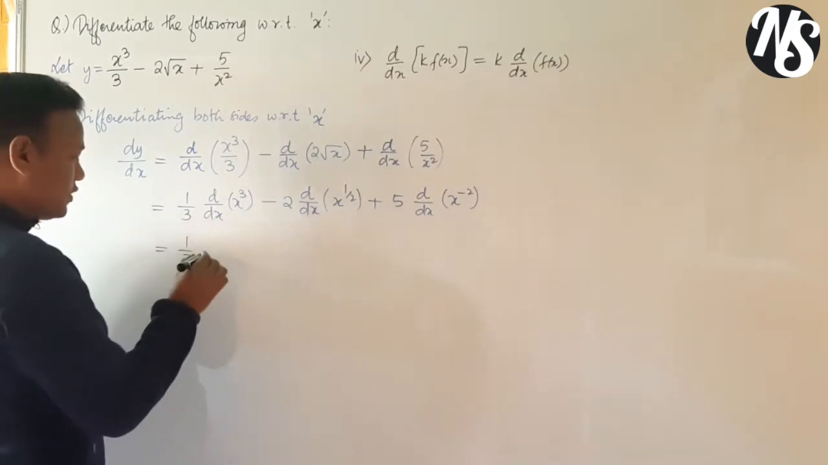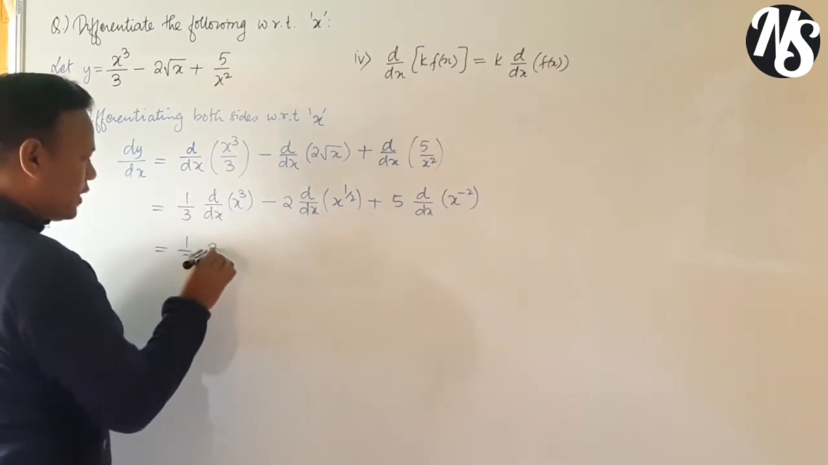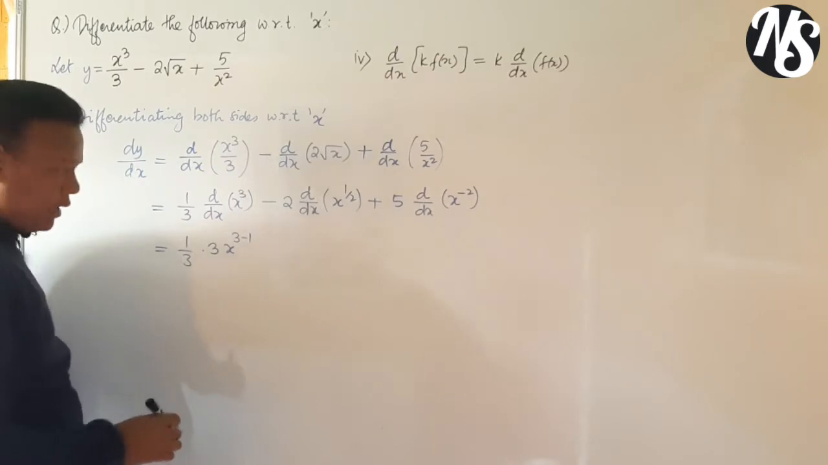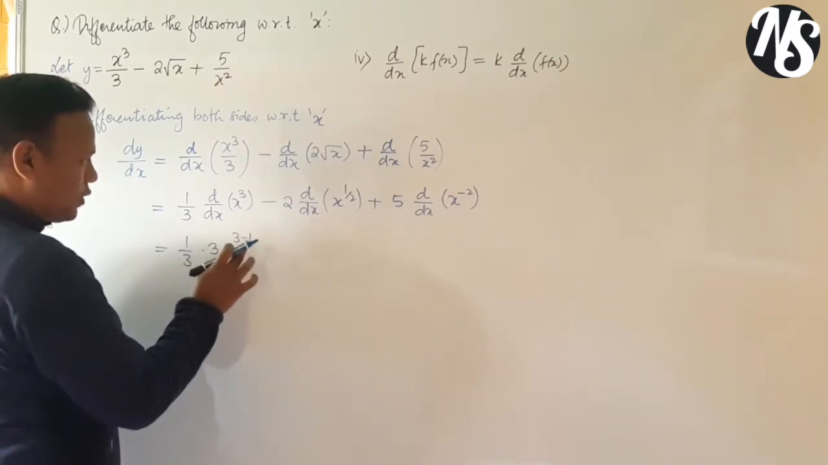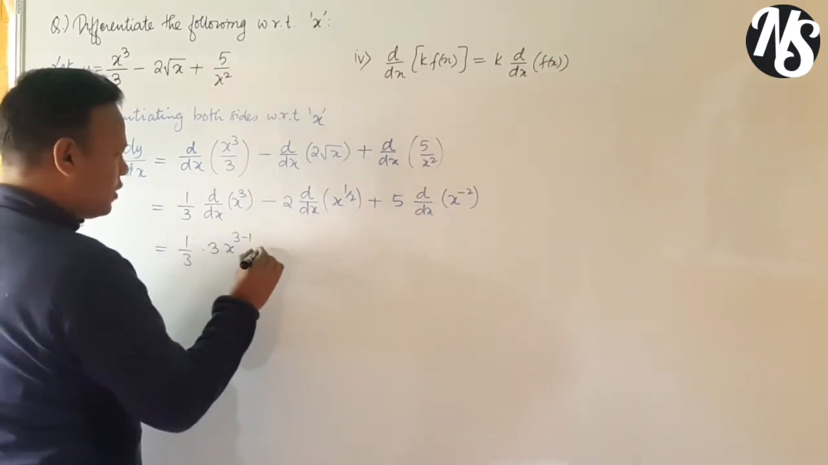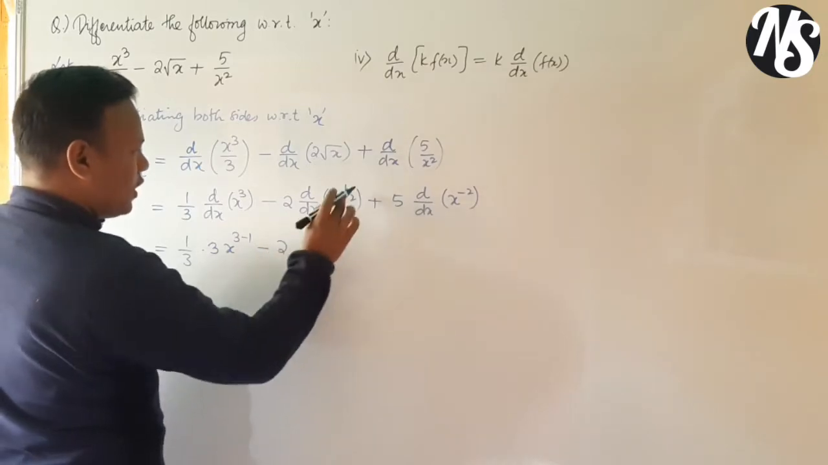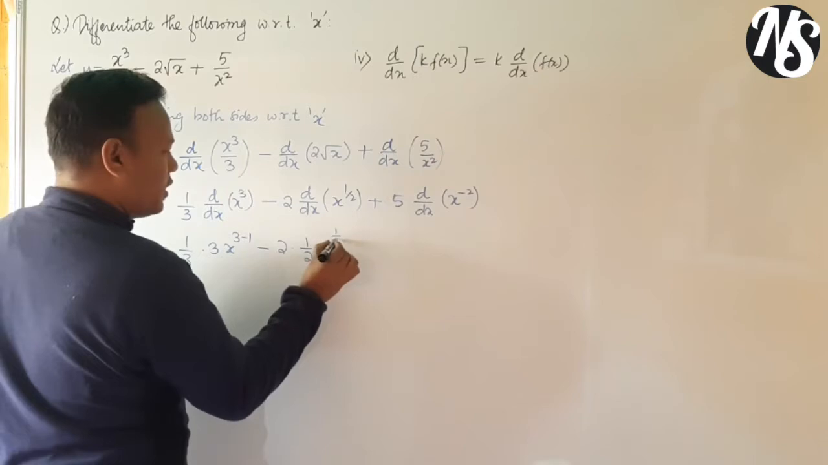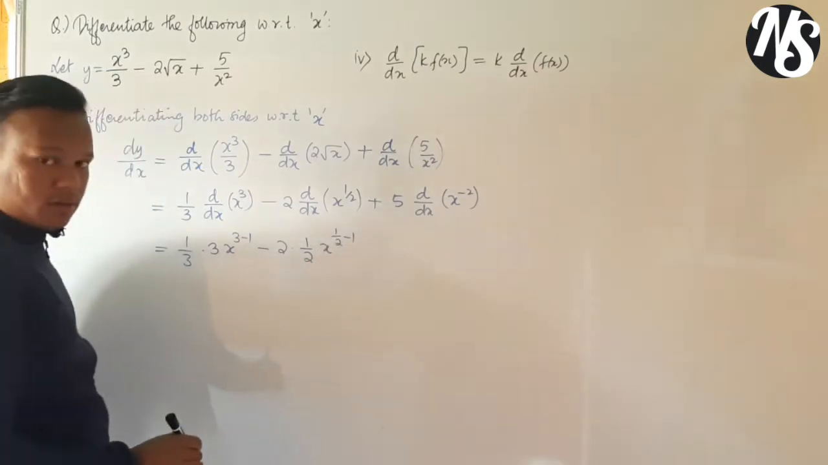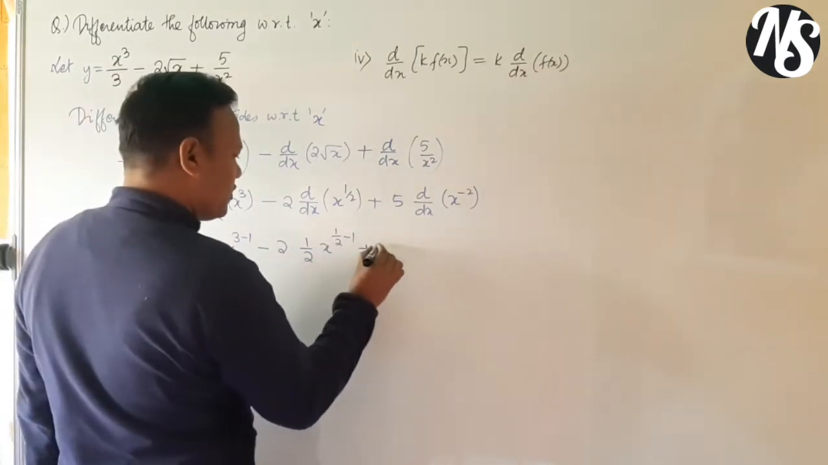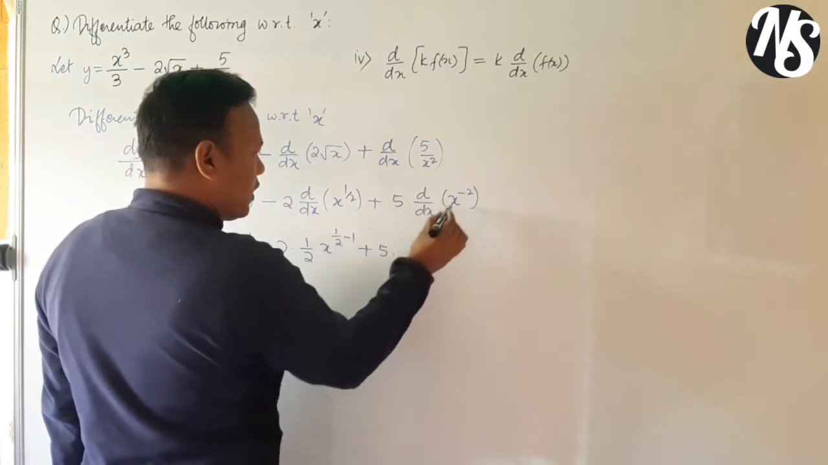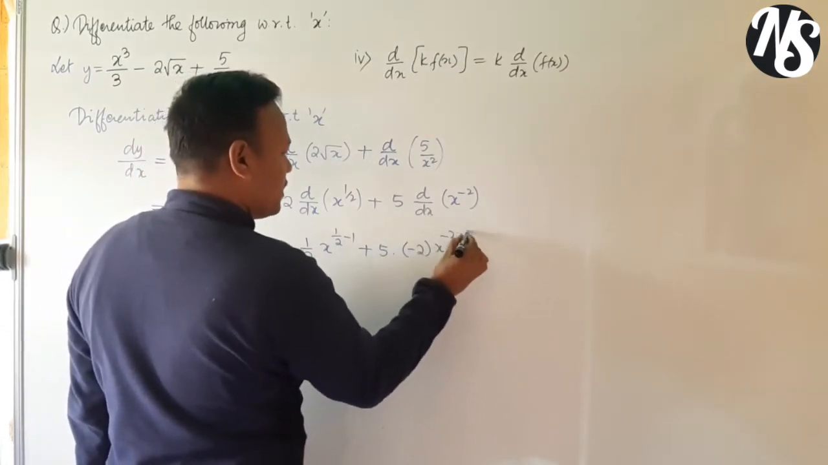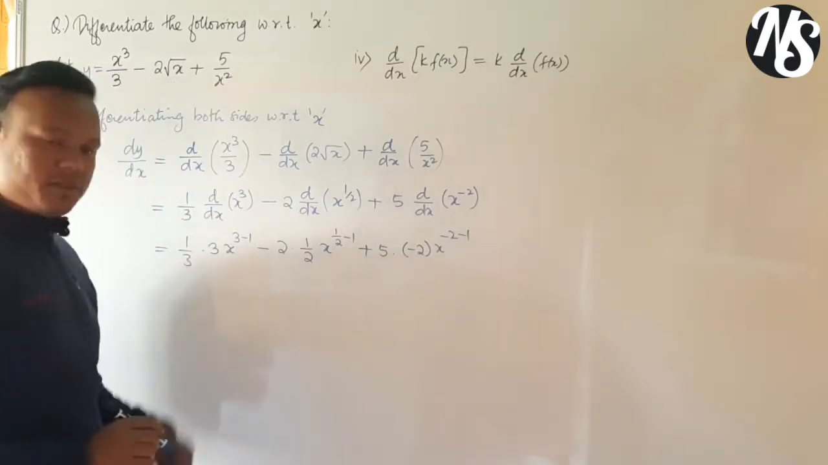So the formula says it is n x to the power n minus 1, because n is 3. Similarly here, minus 2, here n is half, so that's why it will become n x to the power n minus 1. Plus 5 is there, so it will become n, that is minus 2, into x to the power n minus 1. I hope this step is clear to you.